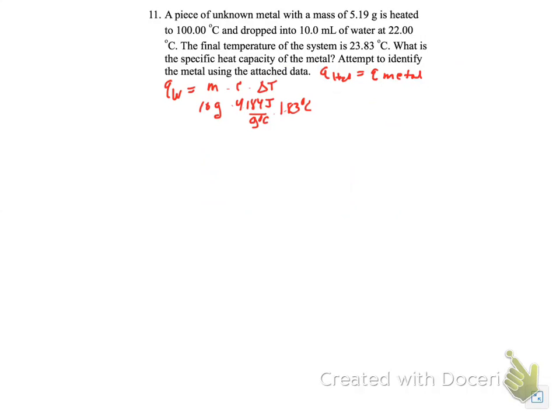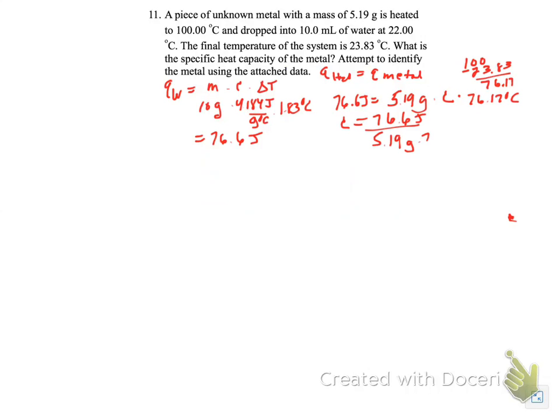I know the change in temperature. It was 23.83 minus 22, which is 1.83. So my Q of water is 76.6 joules. So if that was gained by the water, it must have been lost by the metal. So I'm going to set that equal to the mass of the metal times heat capacity times the change in temperature, which was 100 minus 23.83, is 76.17.